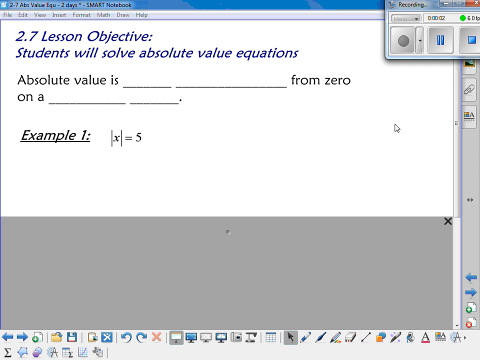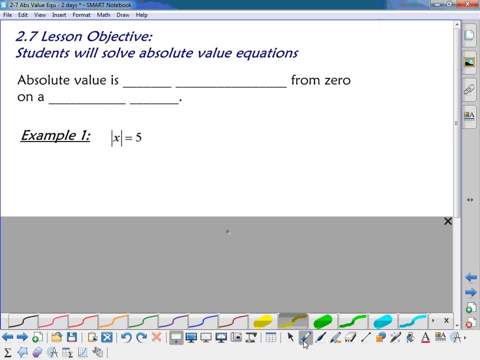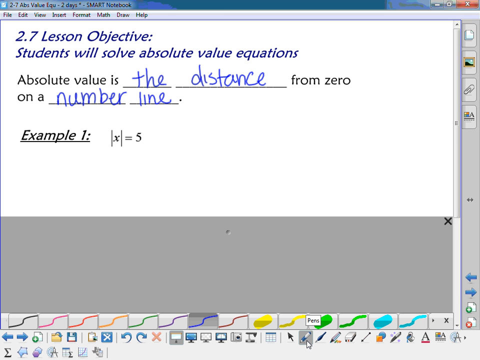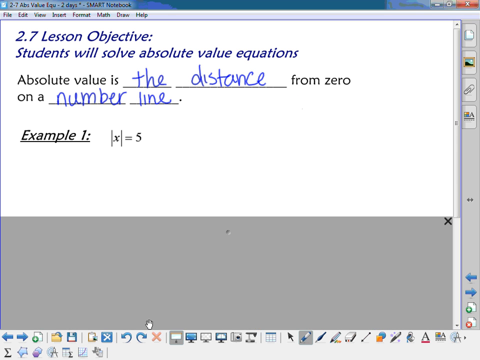All right, so today's lesson objective, students will solve absolute value equations. So what is an absolute value? Well, the definition is that absolute value is the distance from zero on a number line. And so what does that mean? Well, distance is always positive. So an absolute value is always positive.